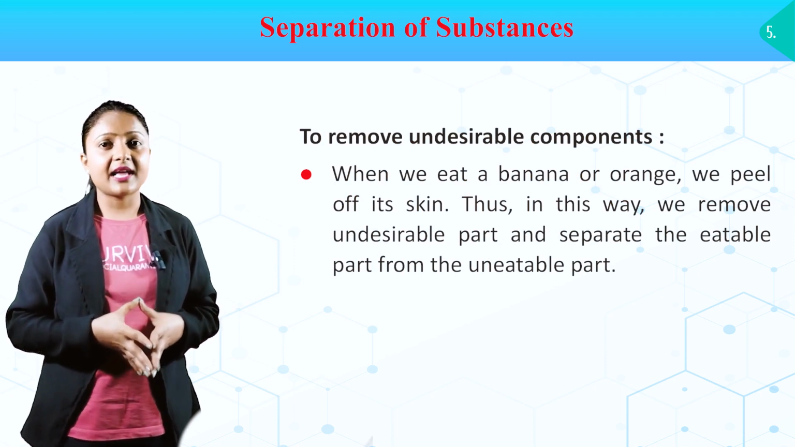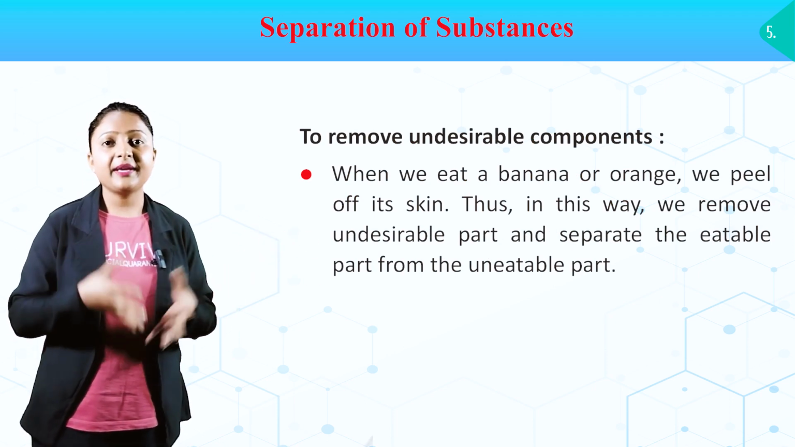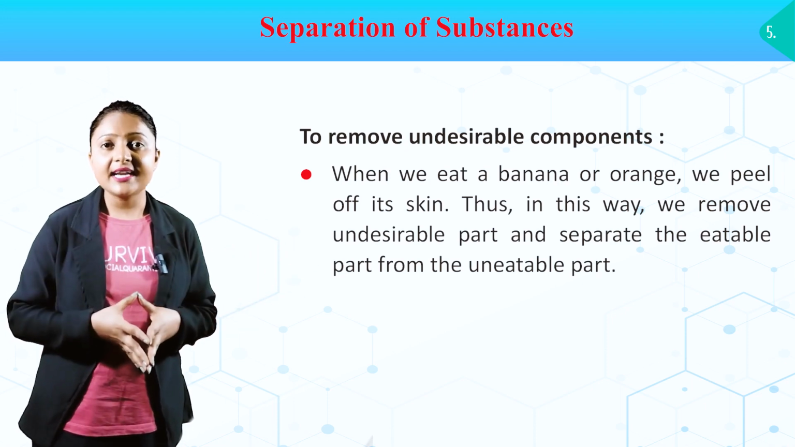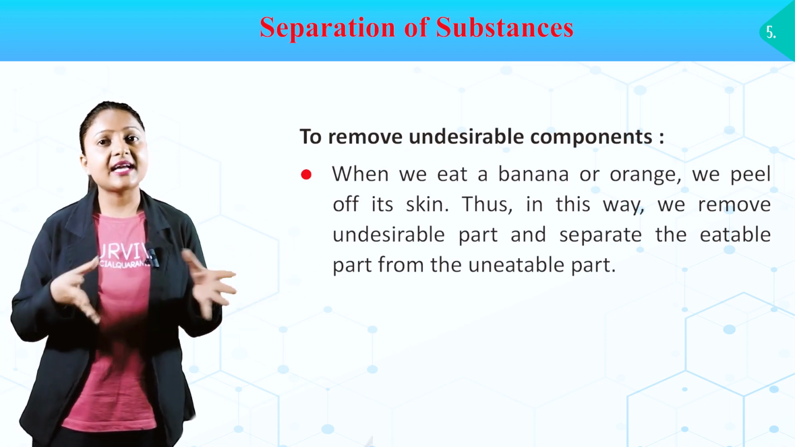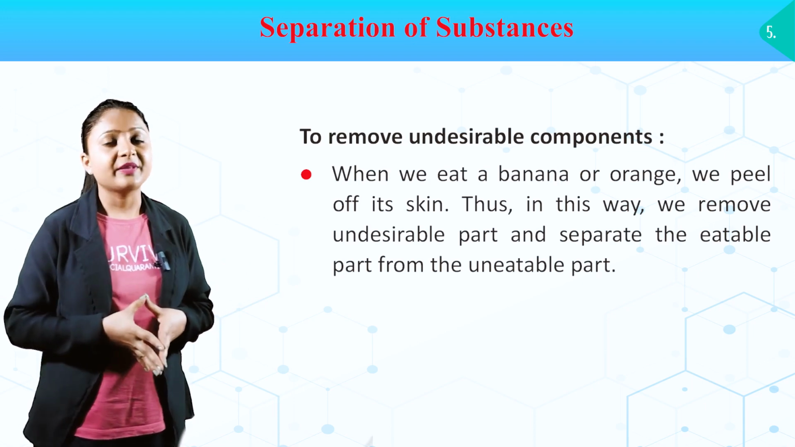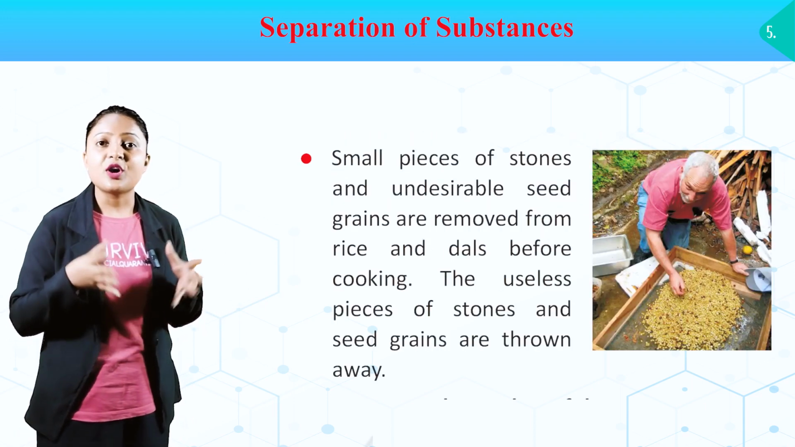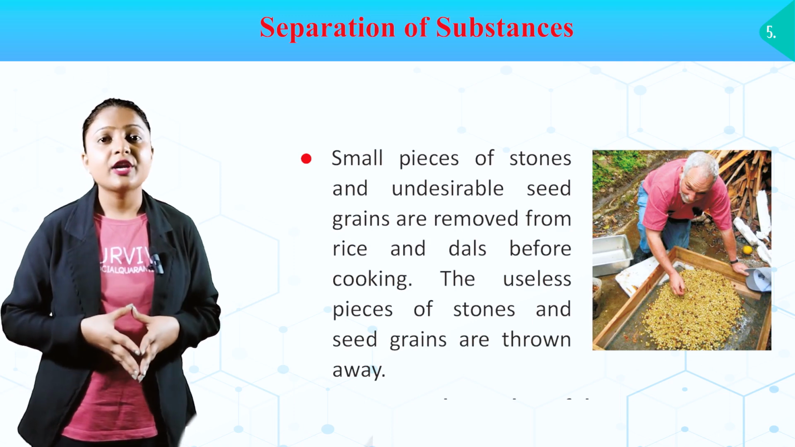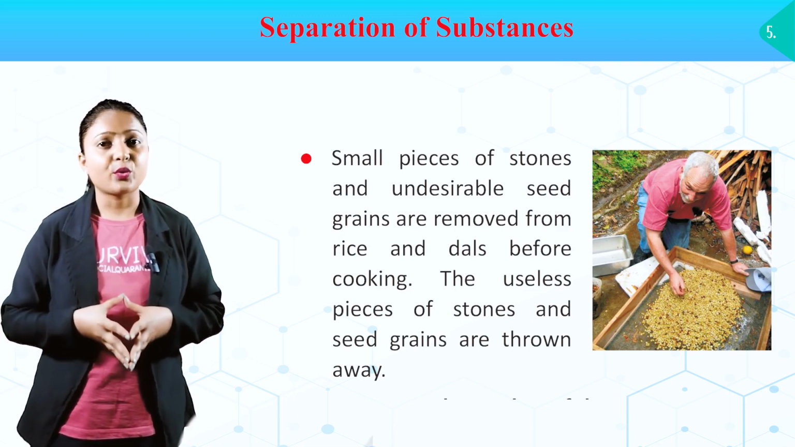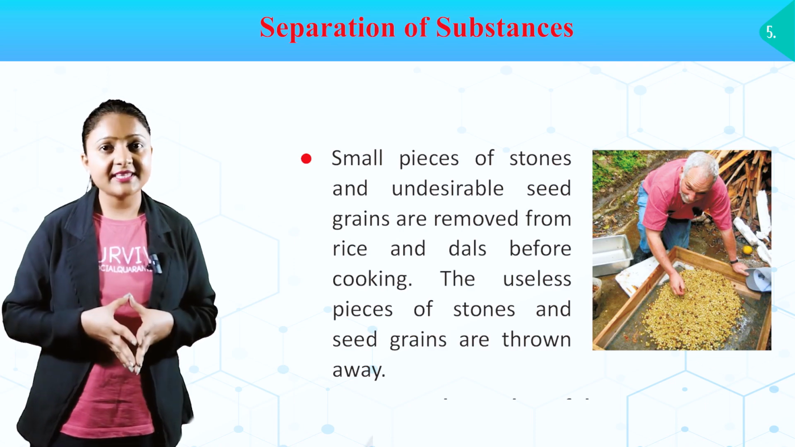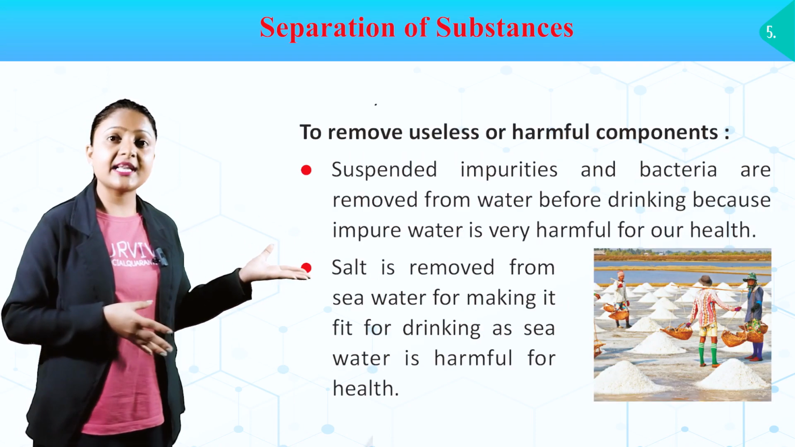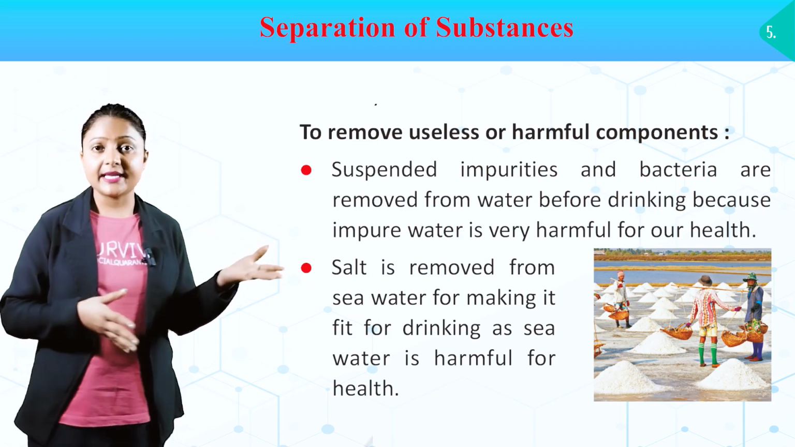When we eat a banana or orange, we peel off its skin. Thus, in this way, we remove the undesirable part and separate the eatable part from the uneatable part. Small pieces of stones and undesirable seed grains are removed from rice and dals before cooking. The useless pieces of stones and seed grains are thrown away to remove useless or harmful components.